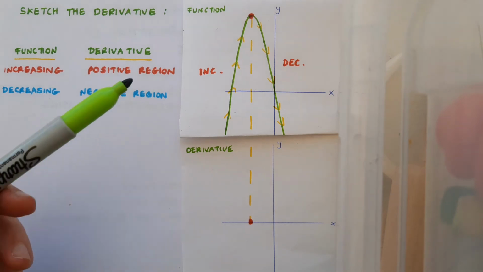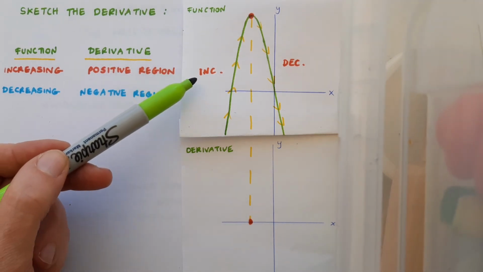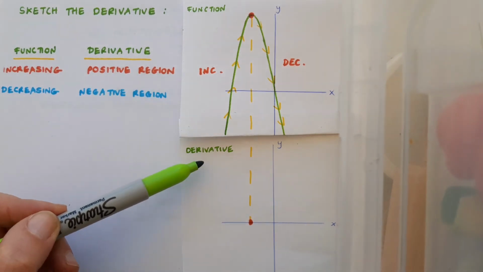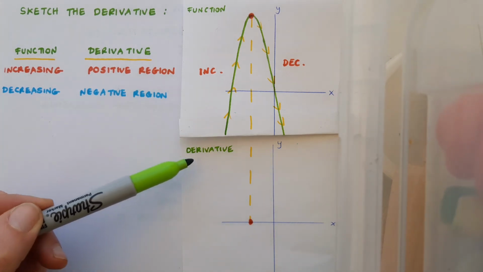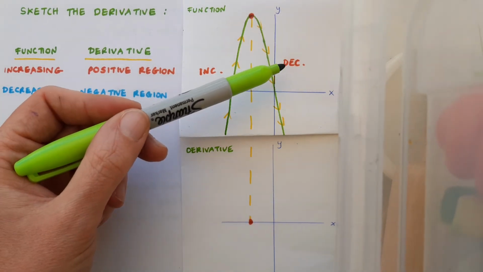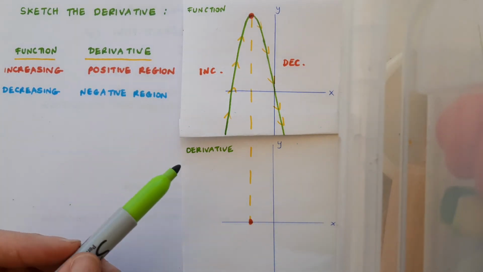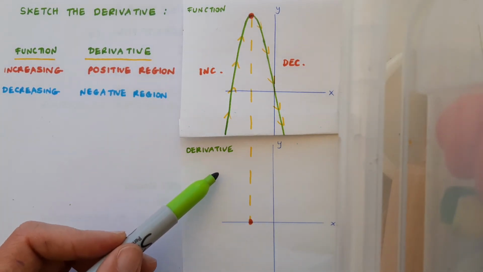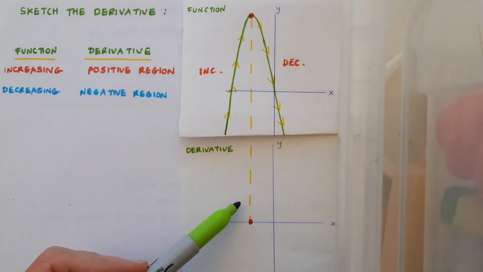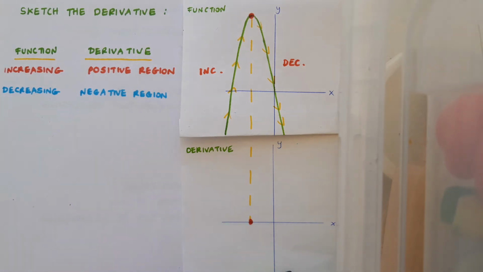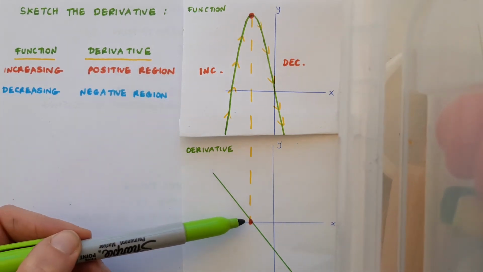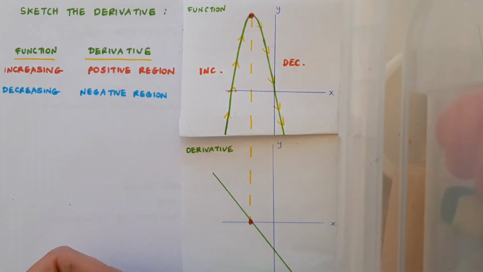Okay, now let's just recap again. Increasing means positive region, so I want to be in the top part of the graph originally, and then decreasing means the negative region, so I want to end up in the bottom. And so I'm coming in from the left and I'm drawing a line that goes through this point in the increasing region and then down into the decreasing region. So increasing, positive region, decreasing, negative region. And this is the sketch of my derivative.